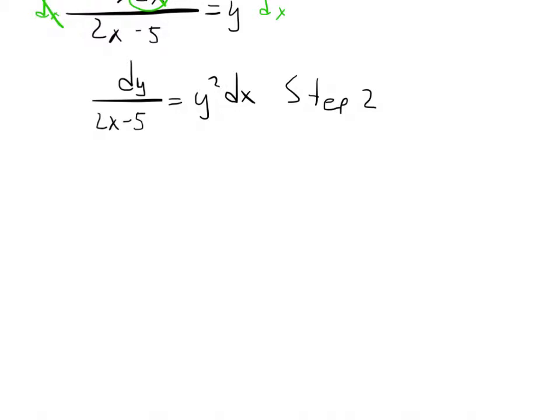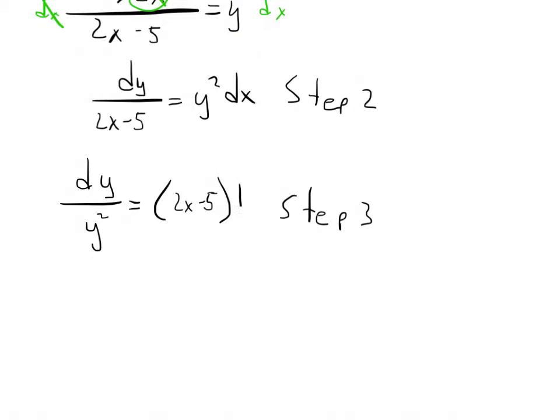Now step 3 is where we actually start doing the separating, right? So since this side is the dy side, the y side, and this side is the dx side, or the x side, the y squared needs to move over, and the 2x minus 5 needs to move over. To do that, I'll divide by y squared, and I'll multiply by 2x minus 5. I'm skipping some steps here, so make sure that it's clear to you what I'm doing. In fact, the first time I made this video, I made a mistake here and was not careful. So take care when you do that. Now that you've separated, yay, you've got all the y's on this side, you've got all the x's on this side, step 4 is where we actually take the antiderivative.